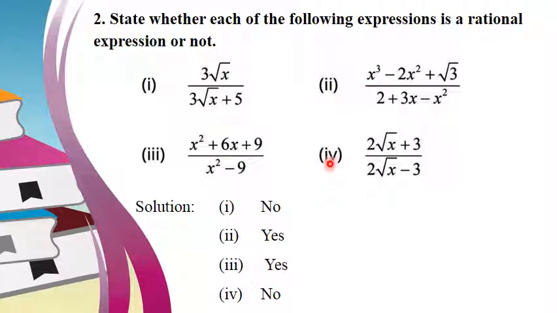And in number 4, we have 2 square root of x plus 3 divided by 2 square root of x minus 3. We are observing that both the numerator and denominator have square root of x. It means when we are removing the sign of square root, we will have 1 upon 2. That is not an integer, so it is not a polynomial.